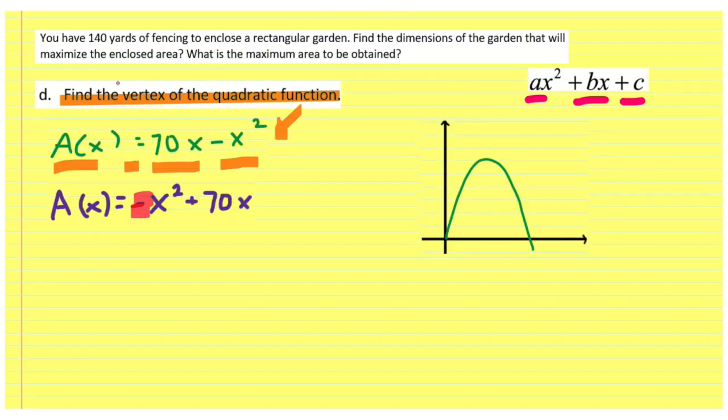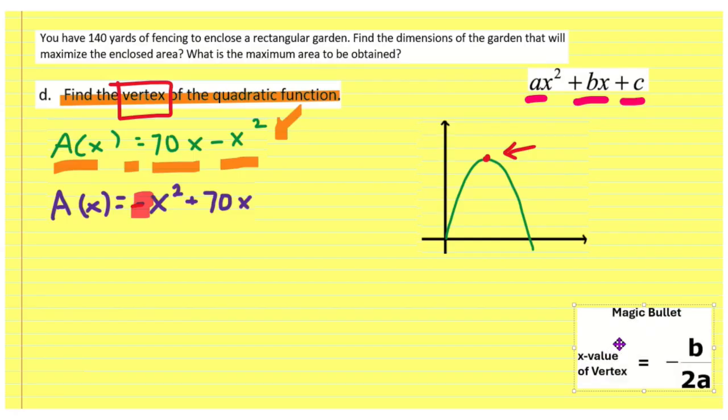So where is the vertex of this parabola? That vertex is going to be on the very tippy top. So that's what it wants us to find. It wants us to find the coordinates of that vertex. So how are we going to go about that? Well, the first thing I'm going to do is use what I call the magic bullet.